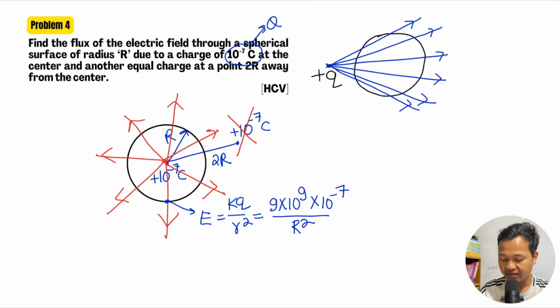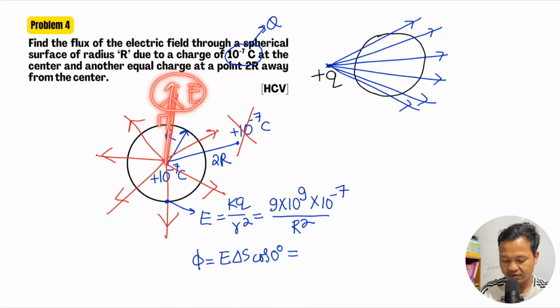Okay, so flux is electric field into area. E dot delta S is cos 0 degrees, because the angle between the electric field and the area vector is 0. The area vector is also perpendicular to the surface, so both of them are along the same direction, and the angle between them is 0.